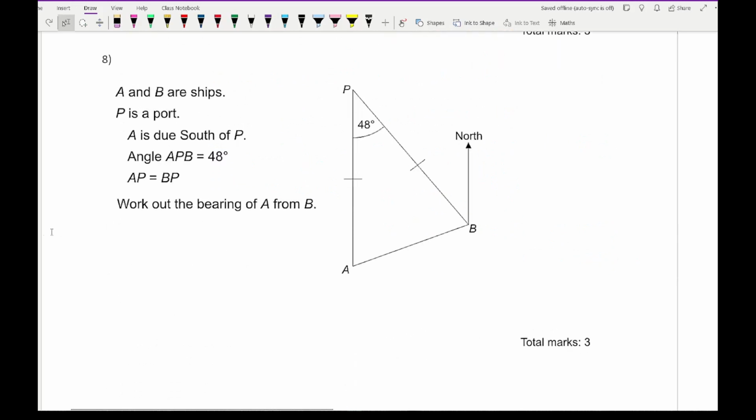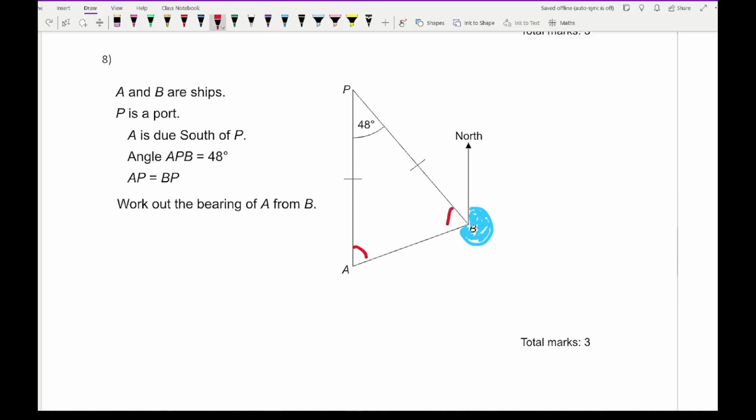Moving on to question 8, it says A and B are ships, P is a port, A is due south of P, angle APB is 48 degrees, AP is equal to BP, and work out the bearing of A from B. So A from B, what I'm wanting is this angle here. That is what I'm wanting to work out. So from this, we know that this is an isosceles triangle.